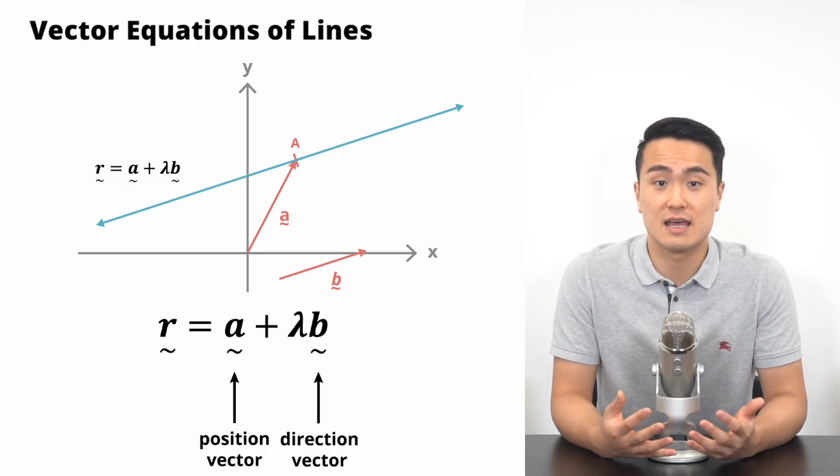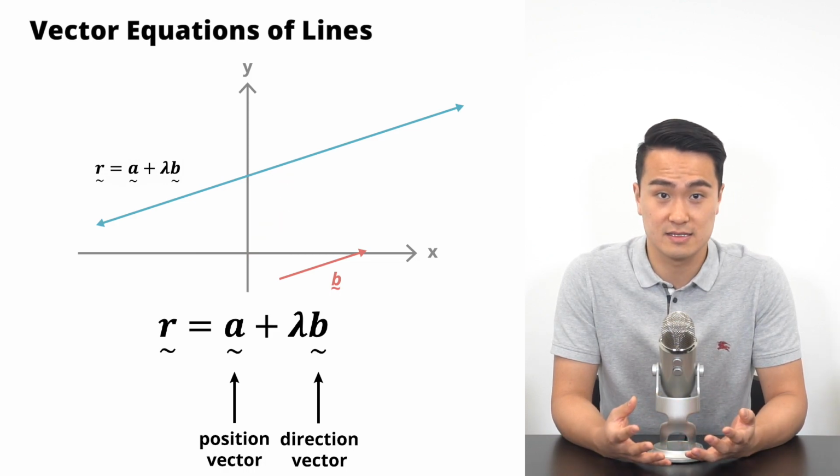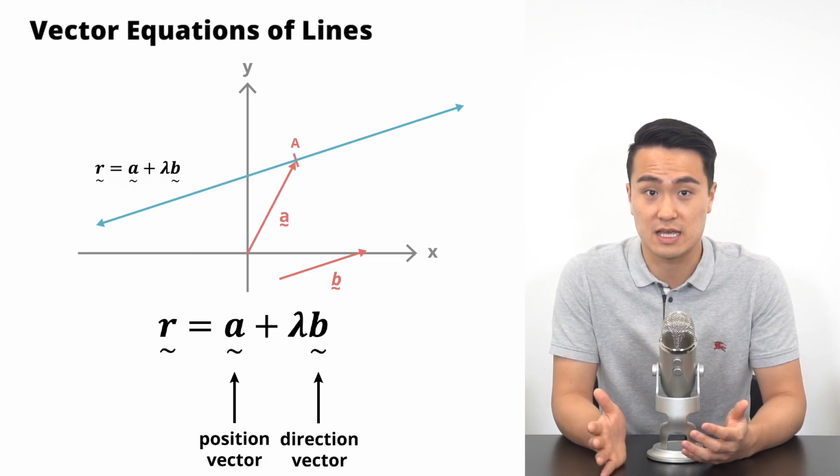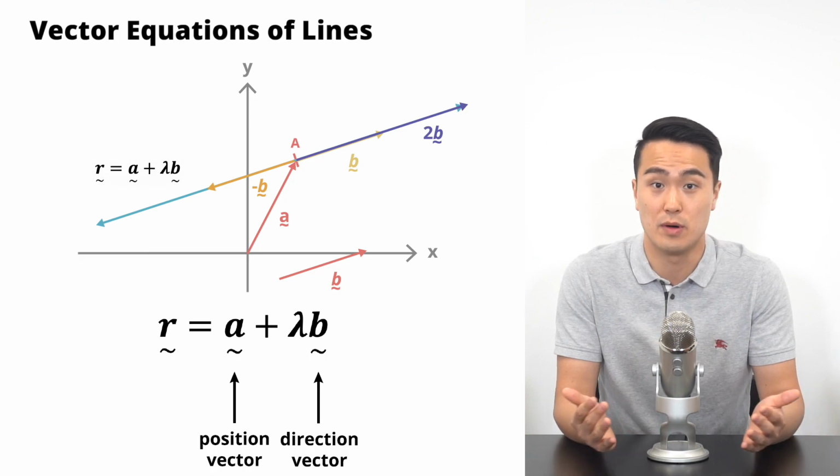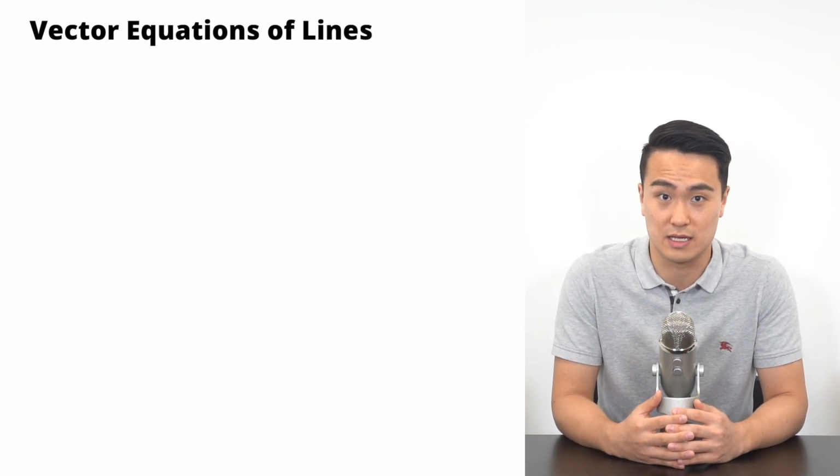So we can understand the vector equation of a line as starting from the position vector A and adding a scalar multiplication of direction vector B.